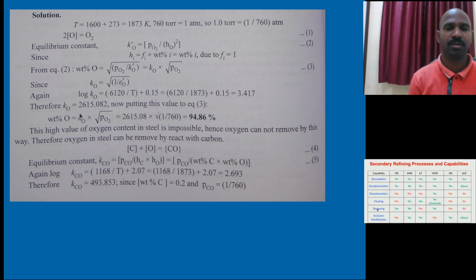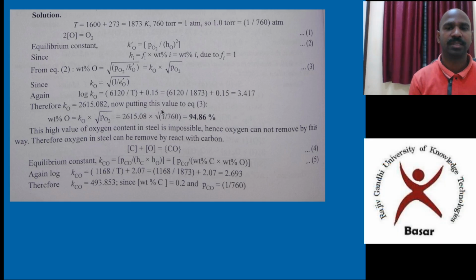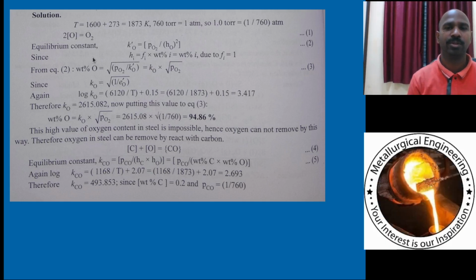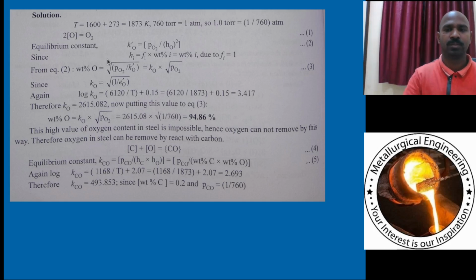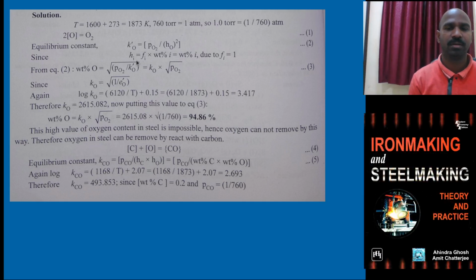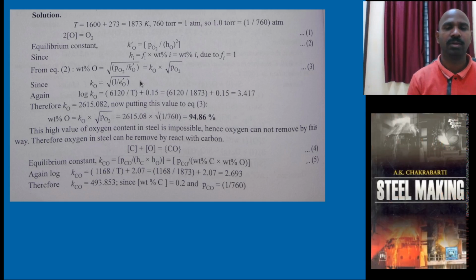Now think about that, this value of oxygen content in steel is impossible. That is why this route of calculating weight percentage of oxygen, directly with oxygen dissolved in the steel going out as oxygen gas, is impossible. This is the concluding statement for this problem. Now how do you calculate? The problem says to calculate how much oxygen is dissolved in the liquid steel.